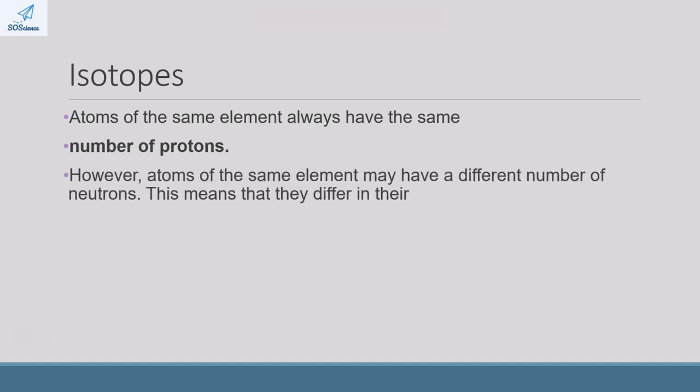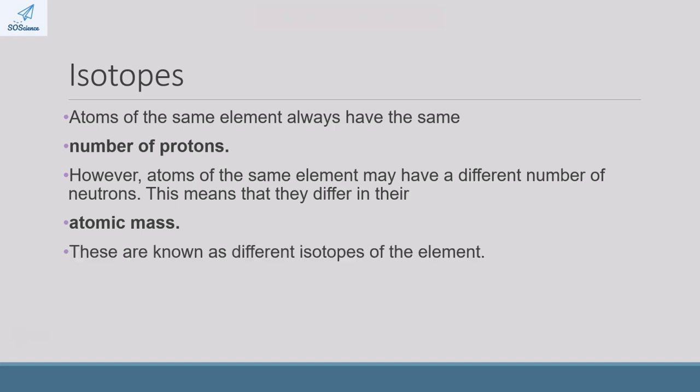However, we do get elements of the same type, meaning that they have the same number of protons, but they have a different number of neutrons. So having a different number of neutrons changes the number below. It changes the mass number. So what does that mean for elements that have the same number of protons but a different number of neutrons? It means that they will differ in their atomic mass or in their mass number. And those are known as different isotopes of an element.